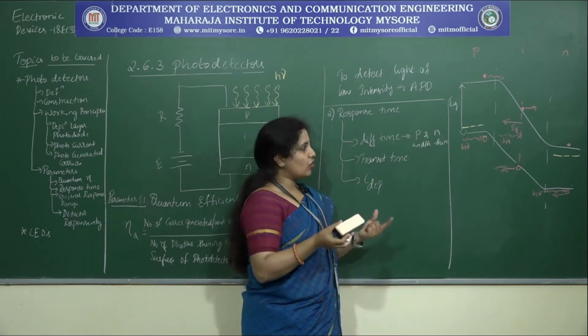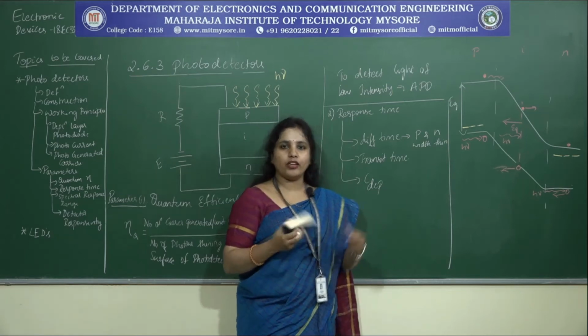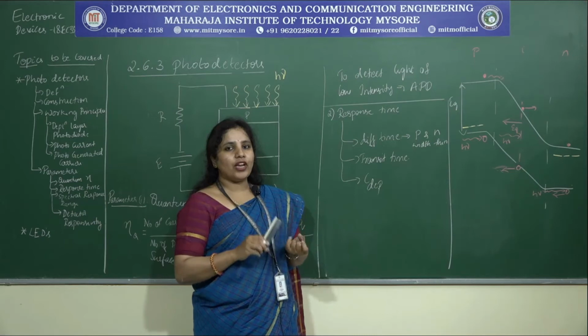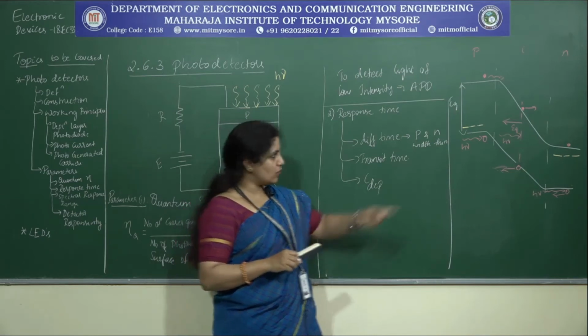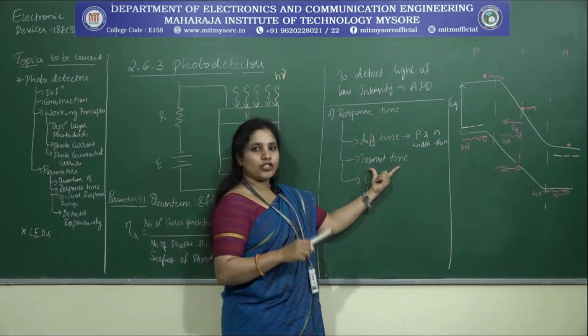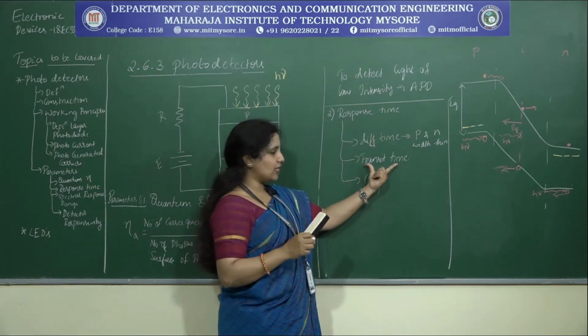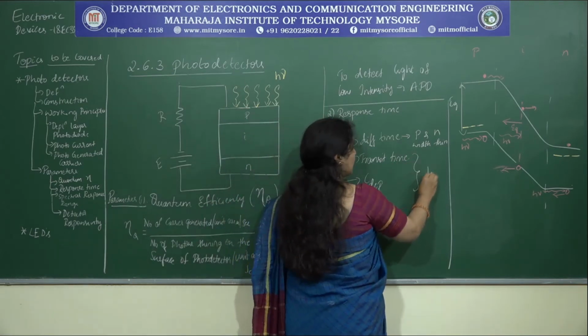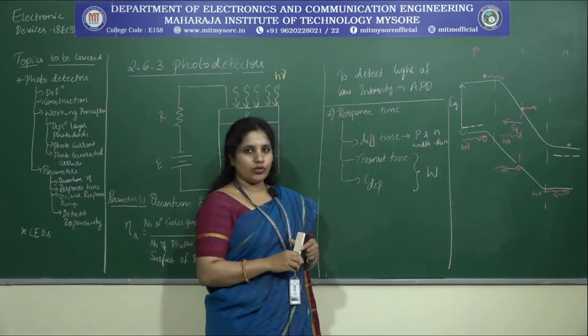Done. If that does not happen, then recombination will happen and it is of no use generating the EHPs. So always ensure the average lifetime of the holes and the electrons which are present here has to be more than the time it takes to reach the P and the N regions, that is the transit time. That will be decided by the width of the transition region.